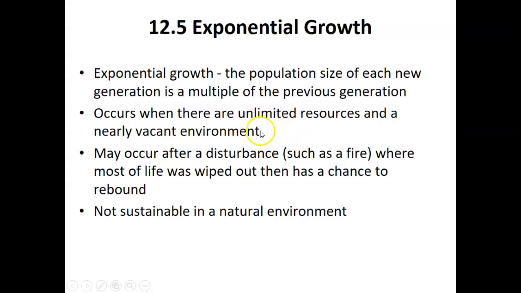to the previous generation. Exponential growth may occur after a disturbance such as a fire, where most of life was wiped out, and then has a chance to rebound. This type of growth is not sustainable in a natural environment.